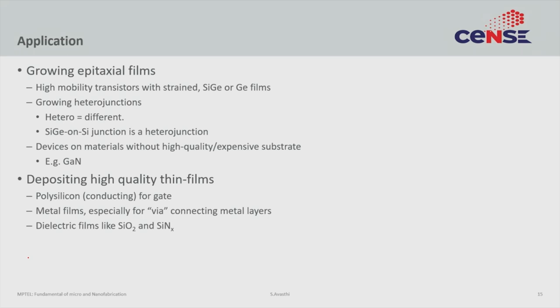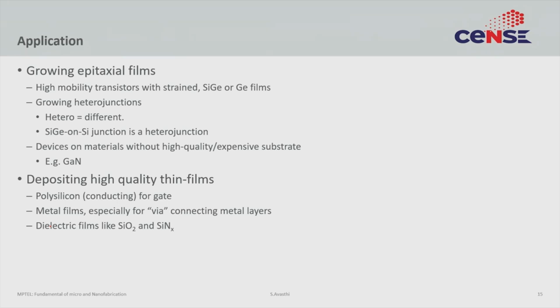Applications are several. They start from high mobility transistors that are commonplace in modern CMOS fabrication. You can also use CVD to grow heterojunctions. Hetero, as the word suggests, is different. So, silicon germanium on silicon would be considered a heterojunction, or titanium dioxide on silicon may be considered a heterojunction.